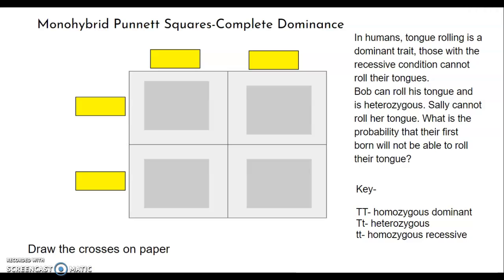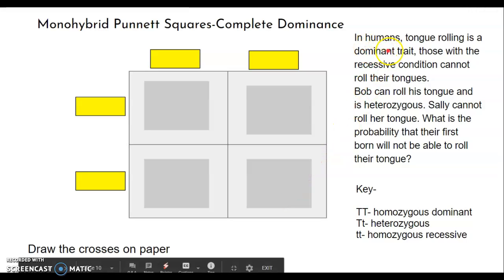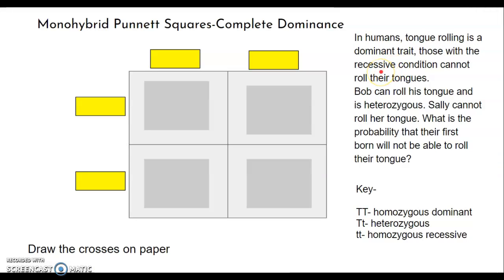your own. And you can pause the video after I read the problem and try to solve it yourself. All right, in humans, tongue rolling is a dominant trait. Those with the recessive condition cannot roll their tongues. Bob can roll his tongue and is heterozygous. Sally cannot roll her tongue. What is the probability their firstborn will not be able to roll their tongue?